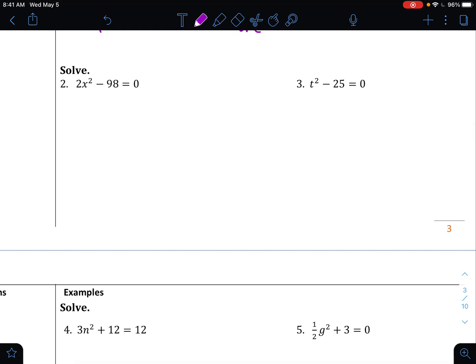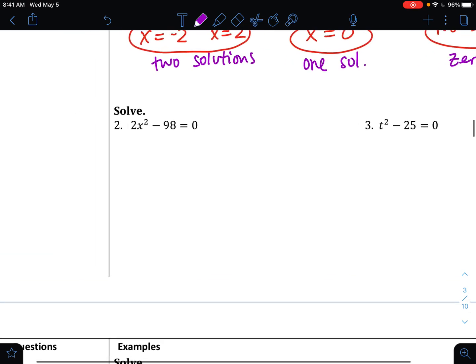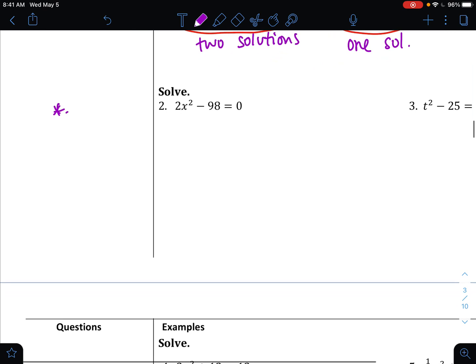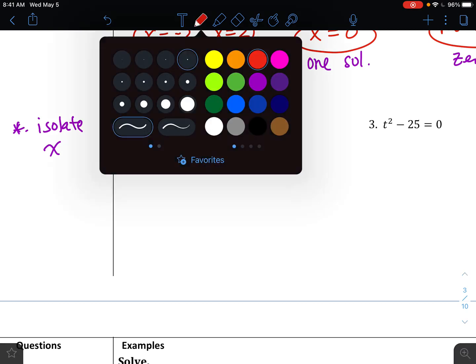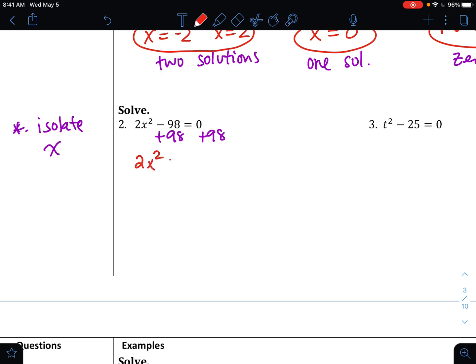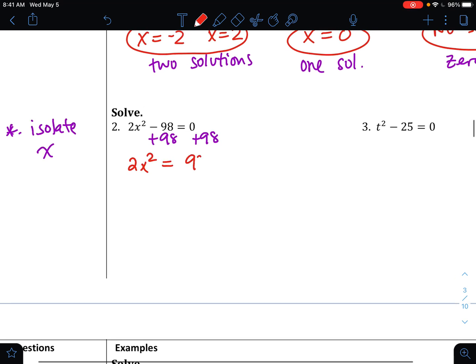All right, so we are asked to solve for x. What I would begin is we are going to start exactly like we do with linear. Our goal over here, I'm just going to make a little note: isolate x. In order to isolate x, step one is I need to get the negative 98 on the other side. So I am going to have to add it over to the other side. That leaves me with 2x squared equals 0 plus 98 is 98.